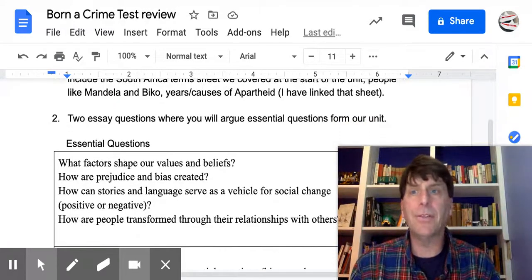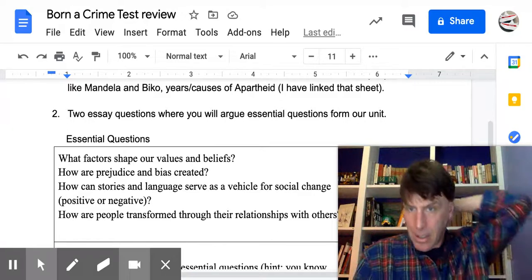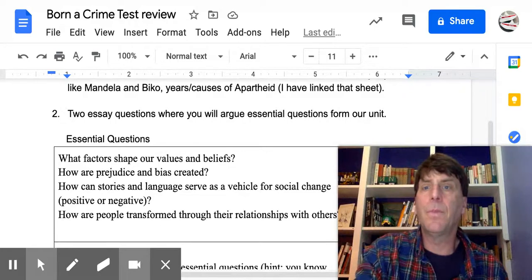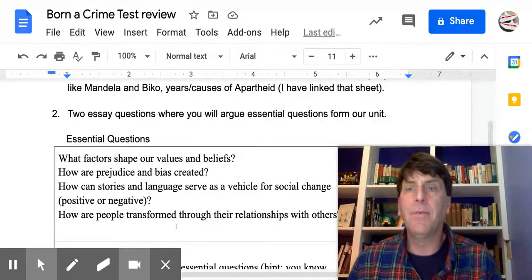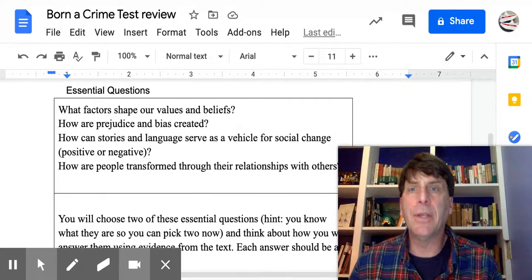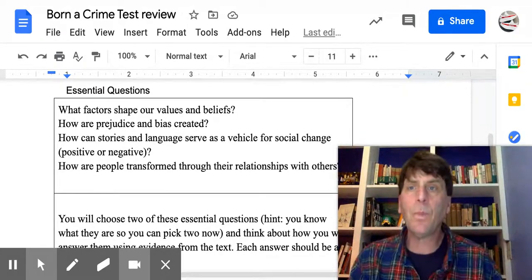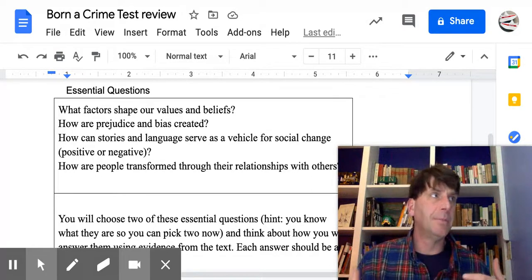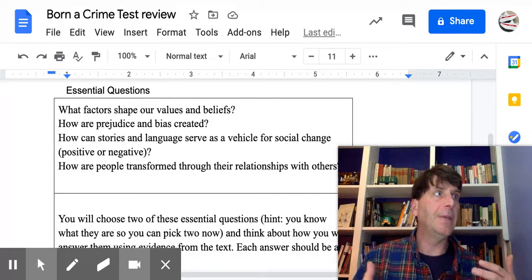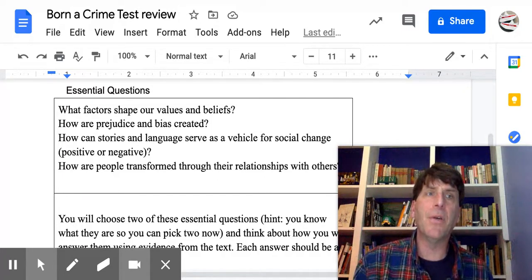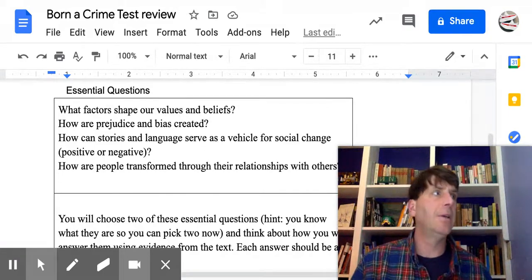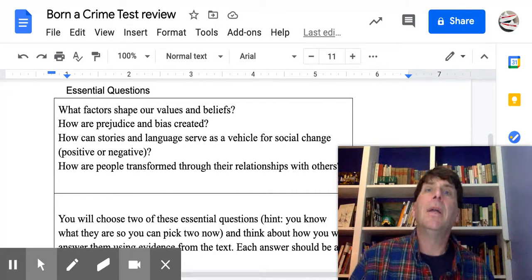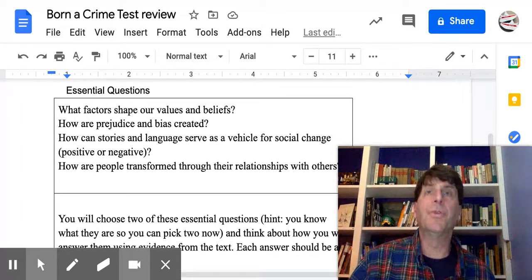The second part of the test is going to be two essay questions where you will write about a paragraph or so for 2 of these 4 essential questions, where you're going to attempt to answer them. So, for example, what factors shape our values and beliefs? You would say something like, Trevor Noah really believes, and it's pretty obvious in this book, that your family situation and who your parents are deeply shape your values and beliefs. And here's why I think that, giving an example or two from the book.